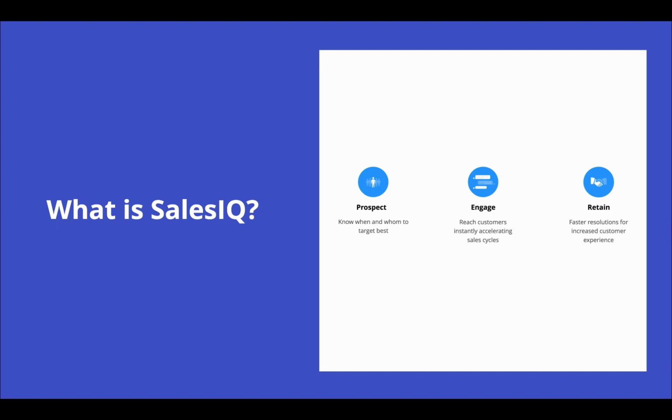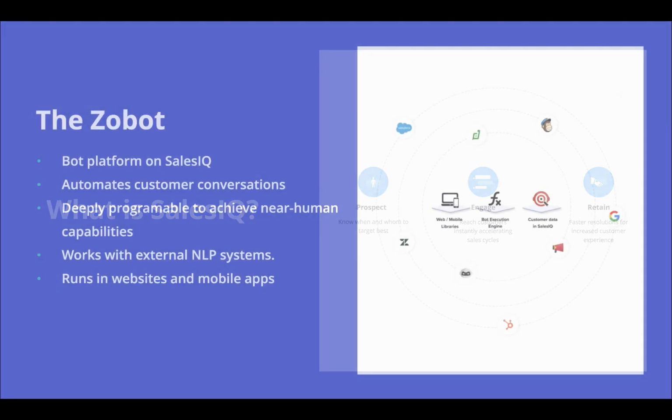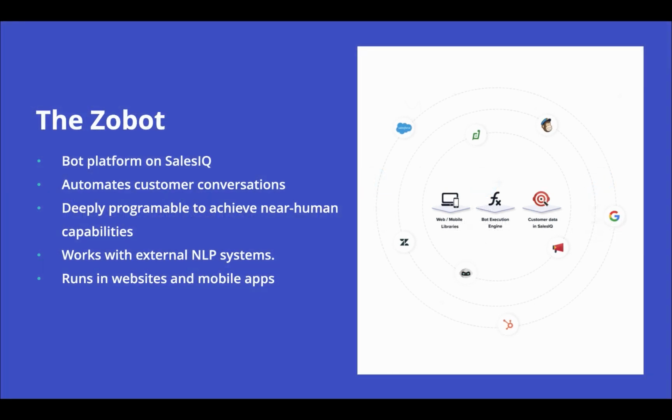Zoho Sales IQ offers you features to know who and when to target best. It helps you reach out to customers instantly, accelerates your sales cycles, shortens the sales funnel, and gives faster resolutions to provide improved customer experiences. You have a huge list of features that are available inside Zoho Sales IQ. Once you start exploring the platform, you'll find out more about them.